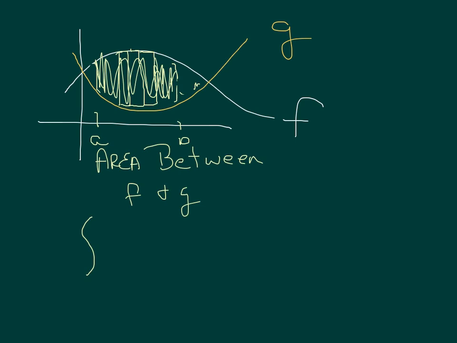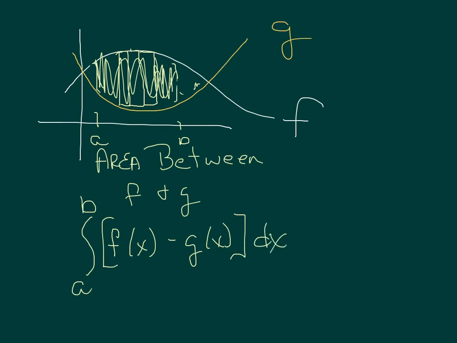So it's a good idea to draw the functions or look at the functions, because you've got to figure out which function is the upper function and which function is the lower function. So in order to find the area between f and g, we take f of x minus g of x. And we integrate. So it's not a difficult thing to do.